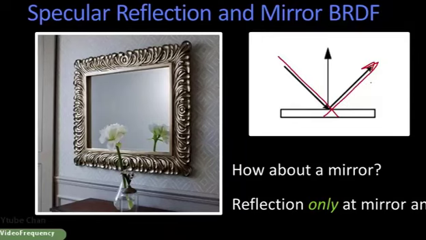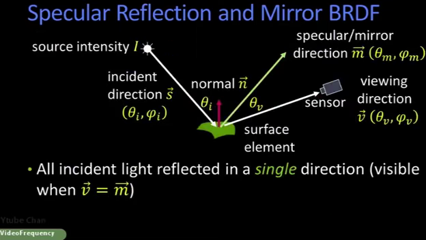Remember, angle in equals angle out? I'm sure you learned that somewhere in your physics class. Using our diagram again, what this says is that all the incident light is reflected only in a single direction. I'm going to call that direction M for the mirror direction, and here we have V for the viewing direction. That light is only going to be visible when V equals M.